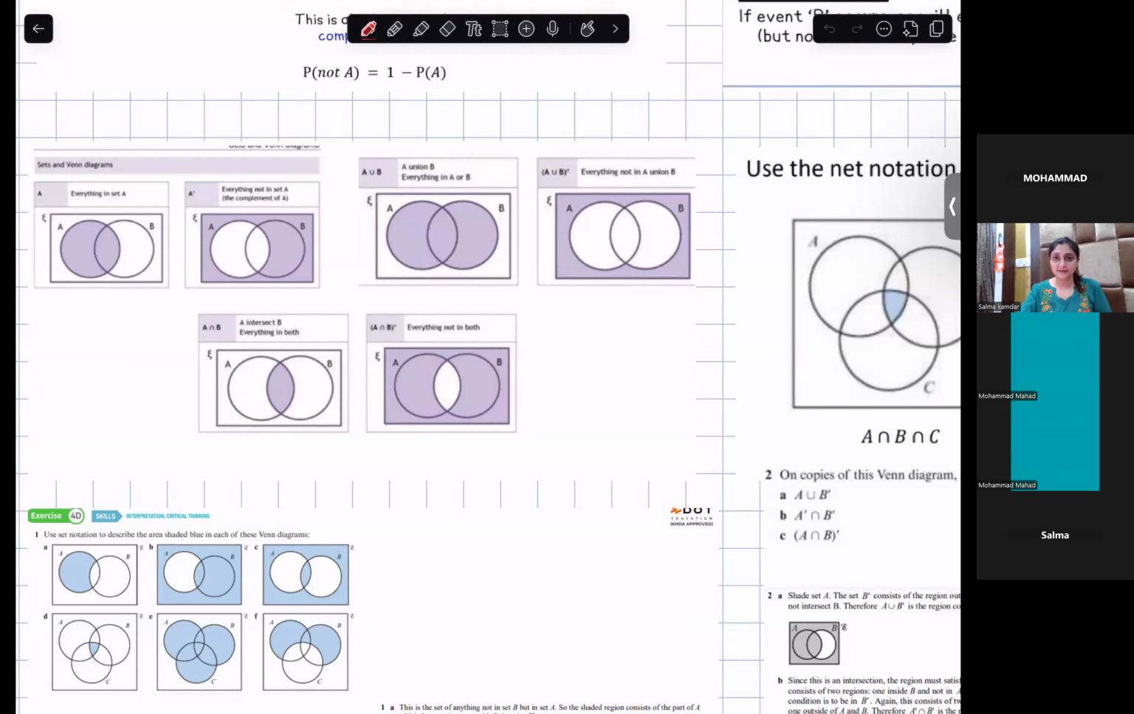Everything in set A, which means that everything in set A is going to be the intersection and A itself. Everything not in set A. So it's going to be the probability of B, but not the intersection, since the intersection also has the probability of A. In general language, A would be full A, and not A would be everything other than A. This is the complement of A.